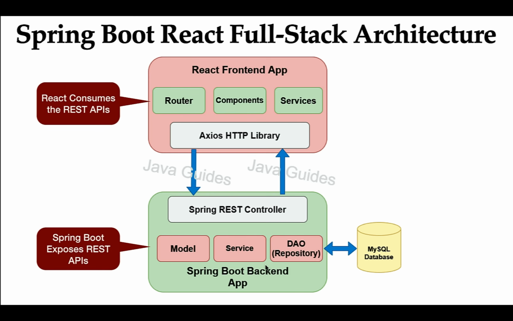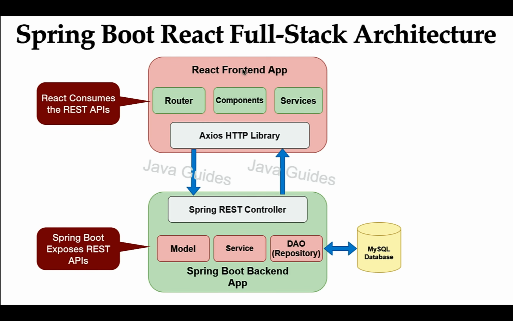Well, in a Spring Boot backend application, we will create the 3-layer architecture: the controller layer, service layer and DAO layer. The DAO layer is responsible to talk with the database, and service layer basically contains the business logic of the application, and the controller basically contains the Spring MVC controllers which exposes the REST APIs.